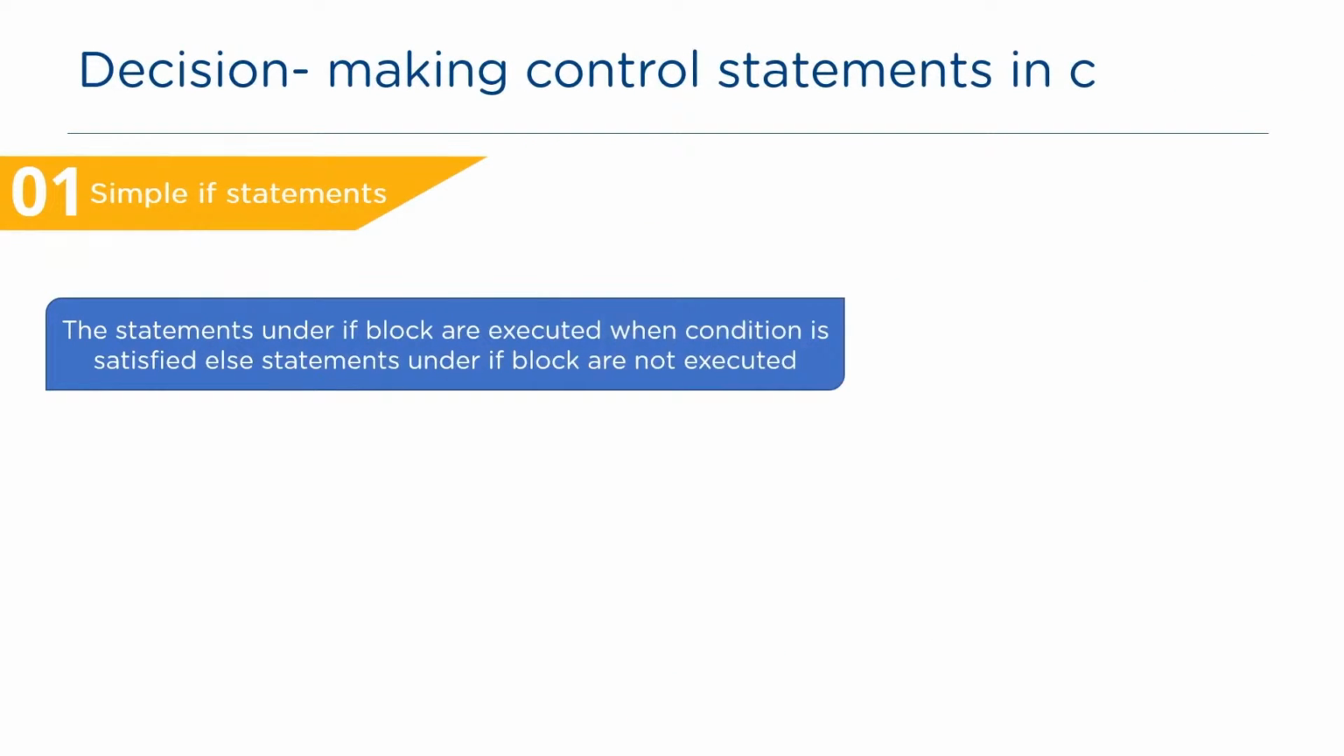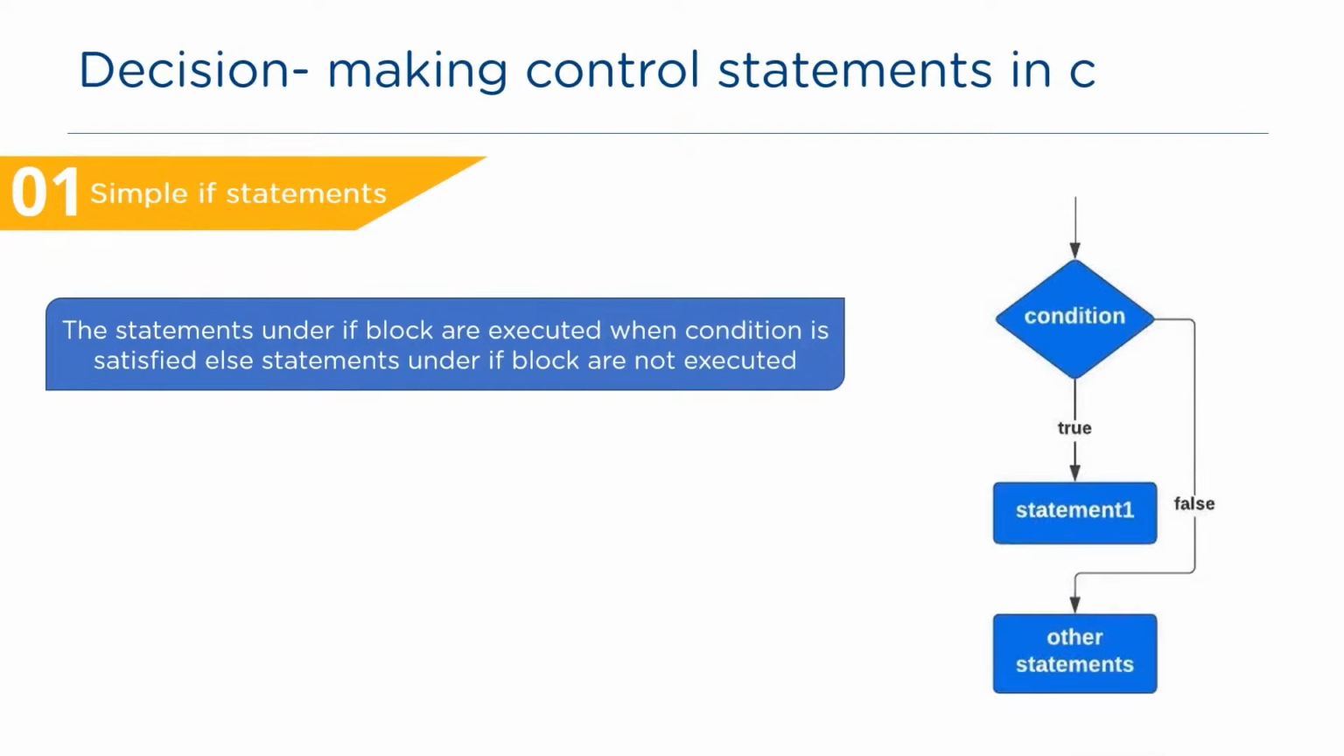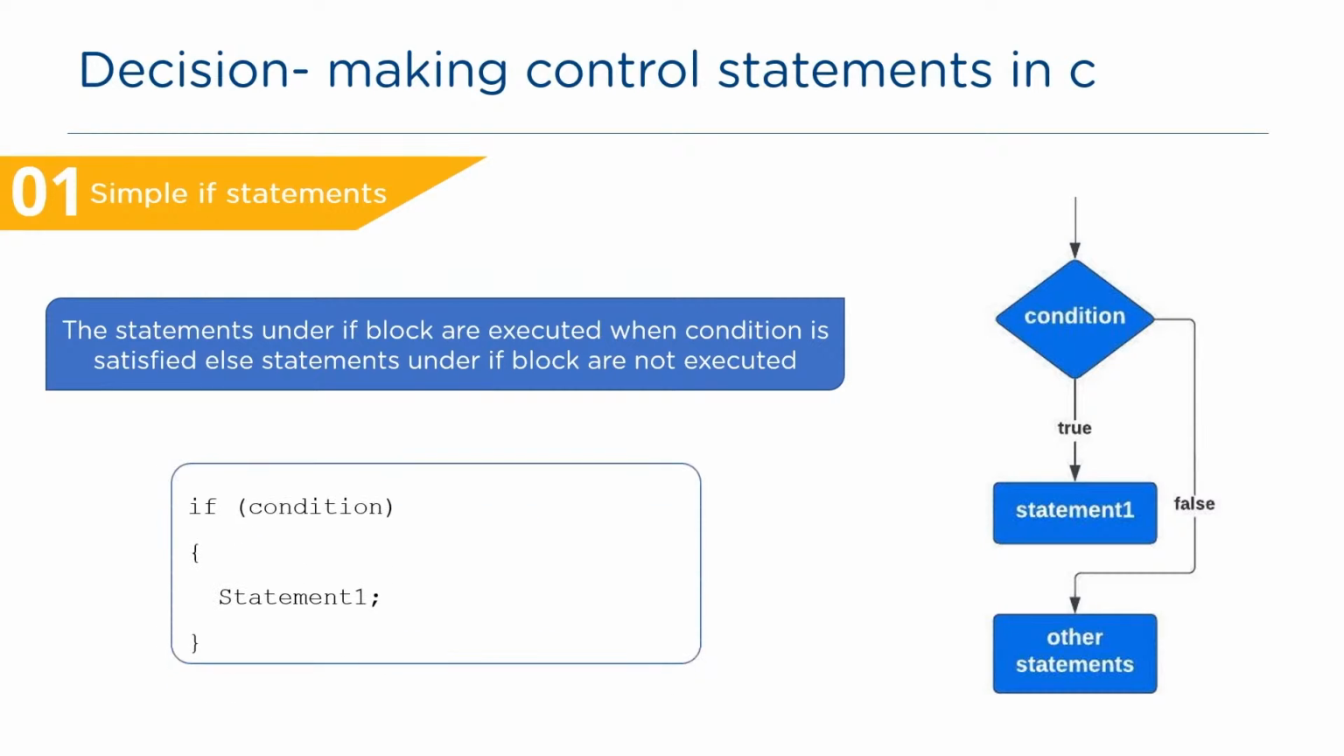Now let's have a look at simple if statements. When you look at the flowchart, it is very clear that it first evaluates the if condition. And if the condition is true, the statements under if will be executed. Else, other statements outside the if will be executed. And the syntax of simple if is: if condition, followed by statements inside the curly brackets. Now let's execute a simple program using if statements.